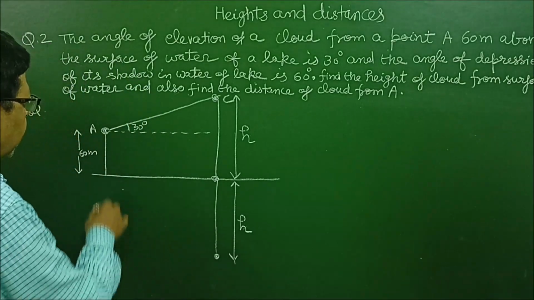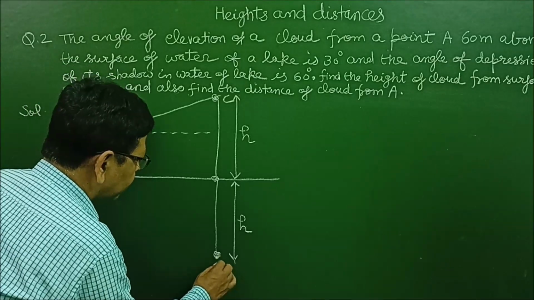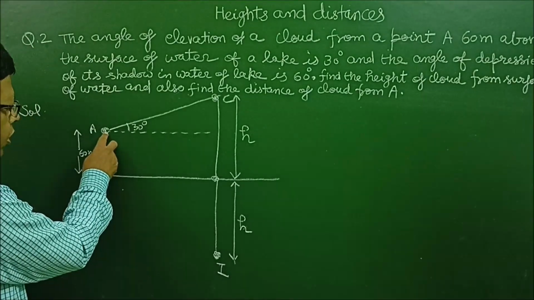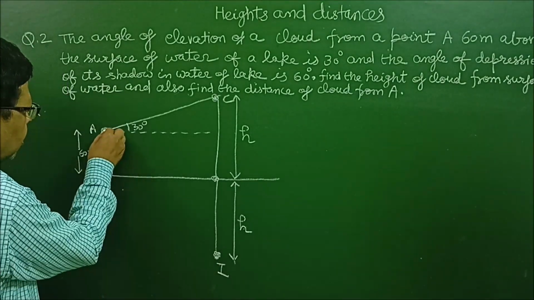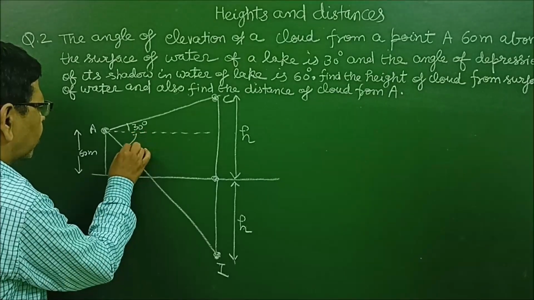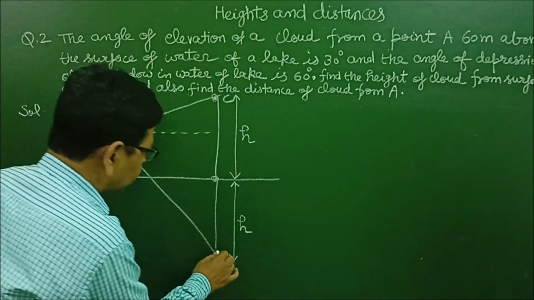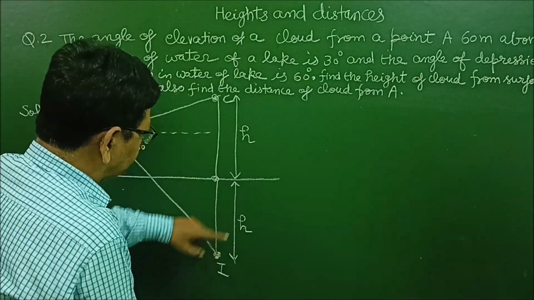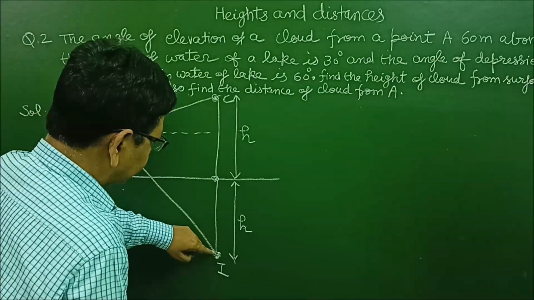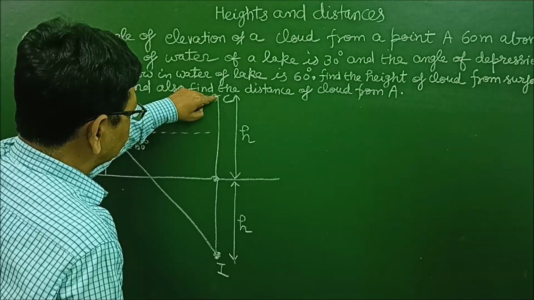In water. And the angle of depression, let this image be denoted by I here. Angle of depression from the point A of this image I. A से I को ज्वाइन करेंगे और हॉरिजॉन्टल से डाउनवर्ड डायरेक्शन में 60 डिग्री. So this is the image of the cloud in the water at the point I, and the cloud is at a height h above the surface of water.